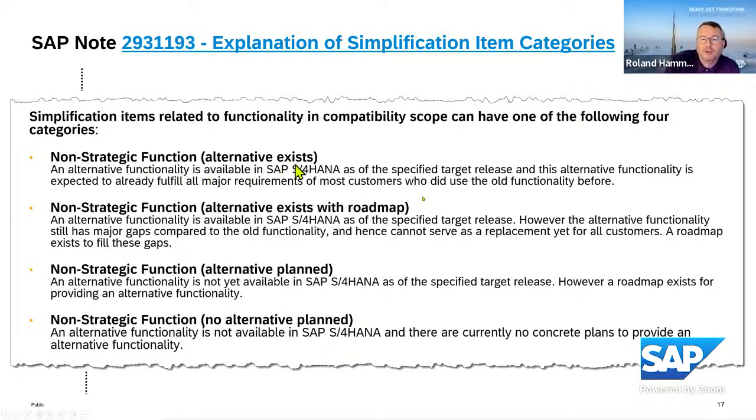If an alternative already exists, remember the Excel I have just shown you, where you can see if an alternative already exists, the alternative exists with a roadmap. An alternative is only planned, or let's say those areas where we say we are going to deprecate this functionality. There are also some rare items where we do not have an alternative planned due to the long tail, and we see that customers will not use this anymore. So this gives you the relationship.